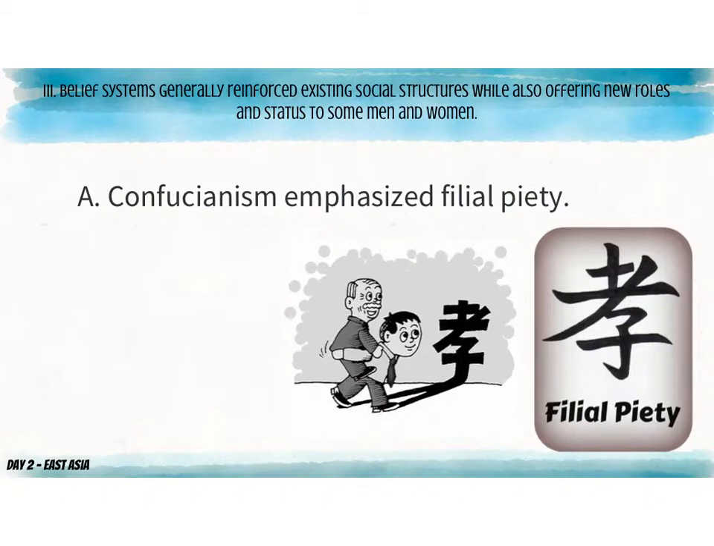We've talked a lot about this already, but just a reminder that Confucianism emphasized filial piety, right? And this key concept is about reinforcing existing social structures. So filial piety reinforces the patriarchy because it says that you're supposed to respect your parents, that sons should respect their fathers, etc.